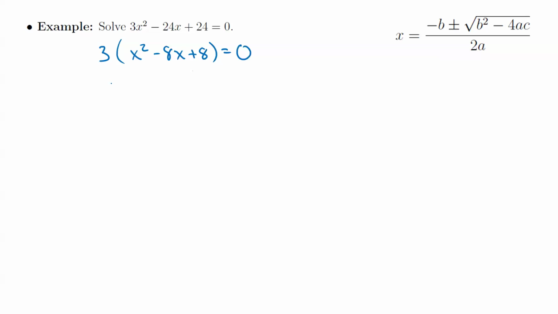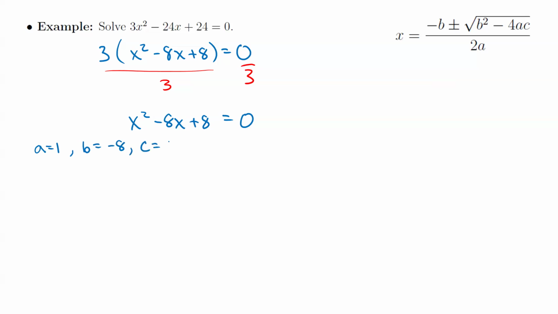Because if I factor that 3 out, then I'm also then allowed to divide both sides by 3. And the reason that's so advantageous is because the right side is 0. It essentially has the effect of me just being able to get rid of the 3 altogether. So now I can apply the quadratic formula to these much smaller numbers, which is going to be really nice. So I'm going to let A be 1, B be negative 8, and C be 8.